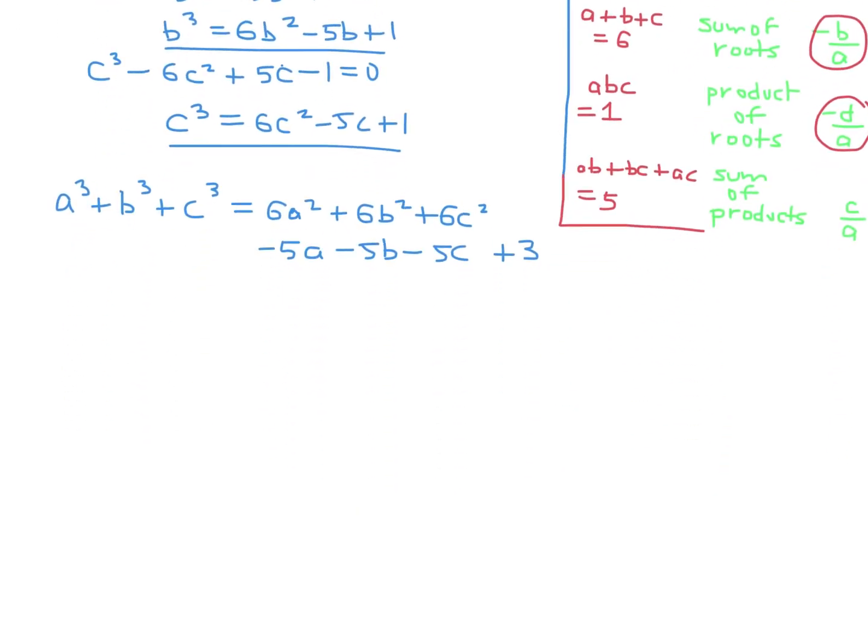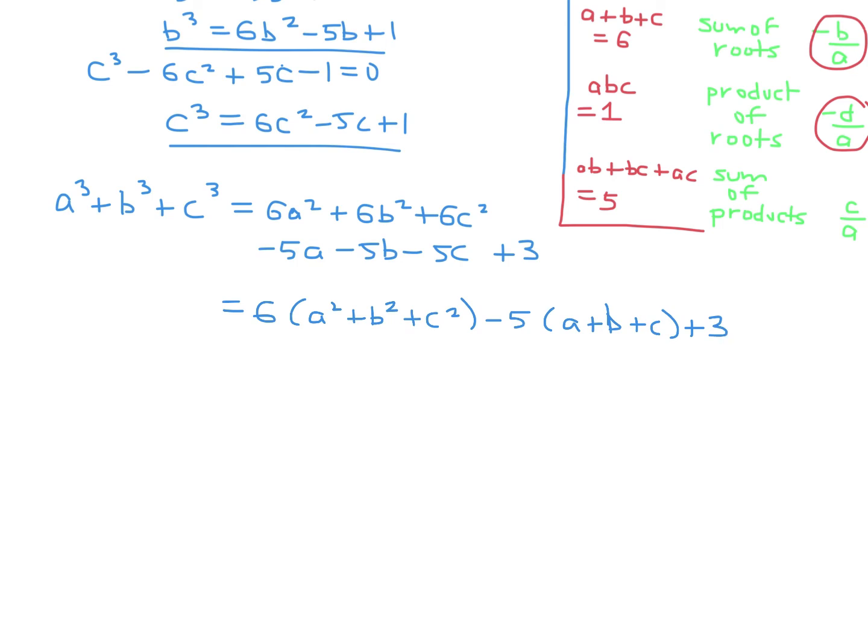We're going to use all these results, so I will ensure that we keep them on the same screen. Okay, a to the power of 3, b to the power of 3, c to the power of 3. Factor out the 6, and we get a squared plus b squared plus c squared. And then we factor out the 5, and we get a plus b plus c, and then plus 3.